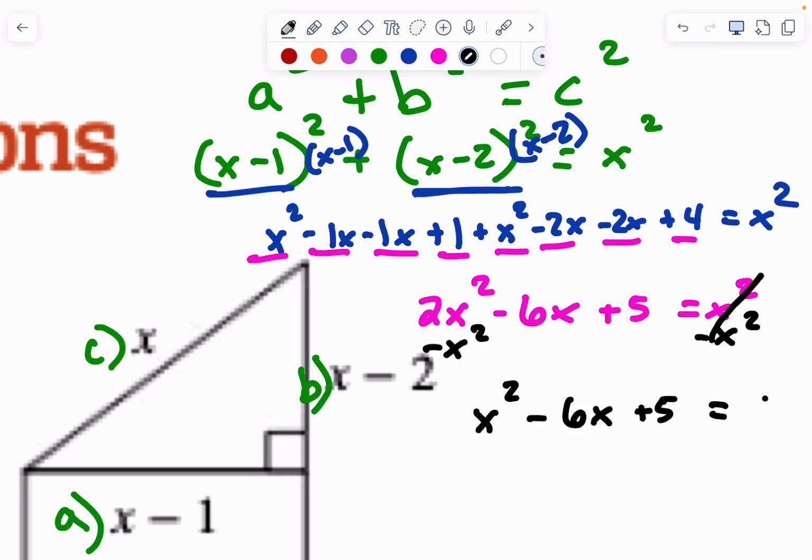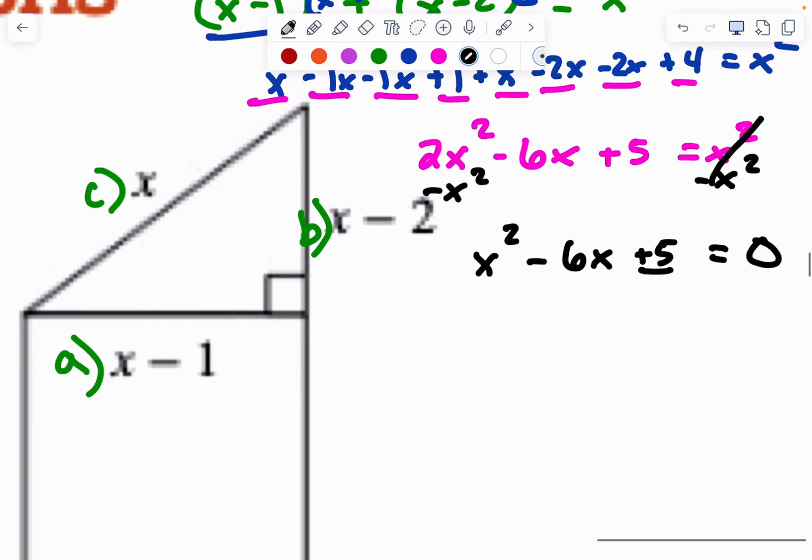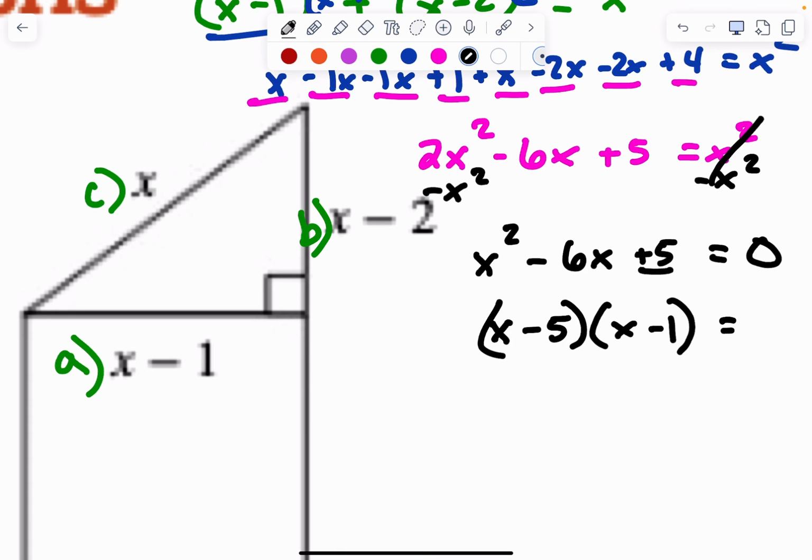That's super nice. Multiply to get 5, add to get negative 6. X minus 5, x minus 1. Okay, so x is equal to 5 and x is equal to 1.